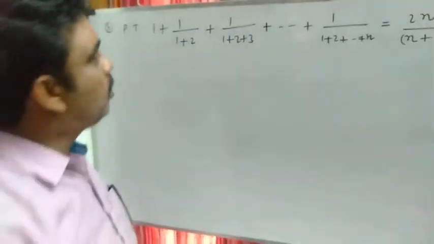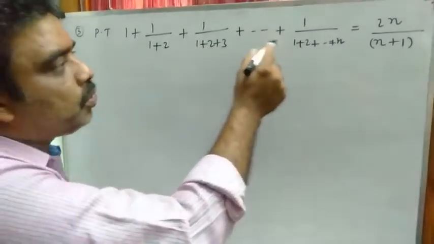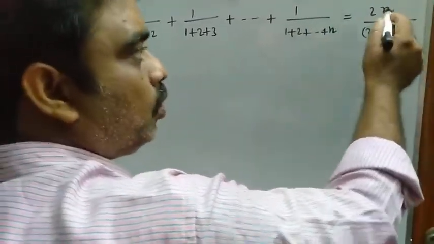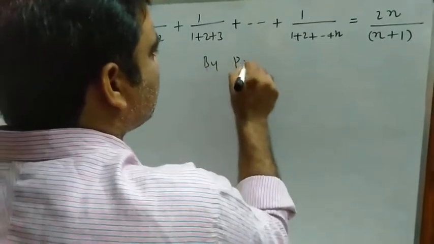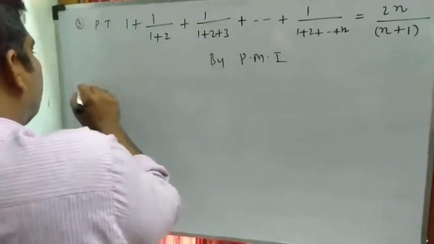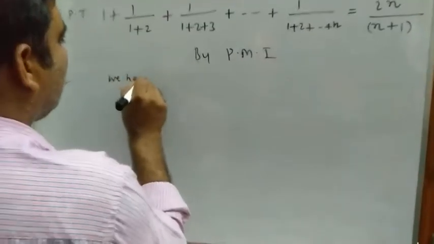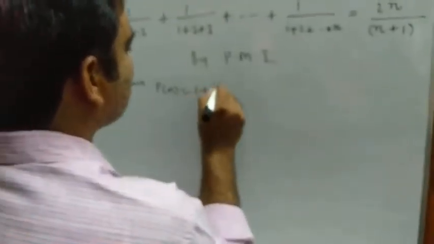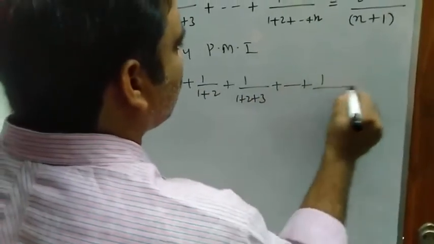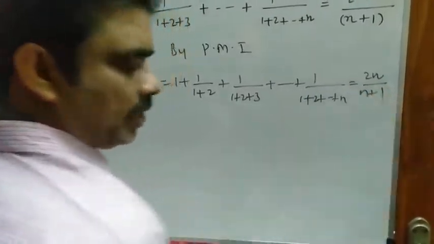Problem number 3. Prove that 1 plus 1 by (1 plus 2) plus 1 by (1 plus 2 plus 3) plus so on plus 1 by (1 plus 2 plus so on plus n) is equal to 2n by (n plus 1) by principle of mathematical induction. So we have to verify whether the given statement is right or not. So given we have P of n, the given statement 1 plus 1 by (1 plus 2) plus 1 by (1 plus 2 plus 3) plus so on plus 1 by (1 plus 2 plus so on plus n) is equal to 2n by (n plus 1).